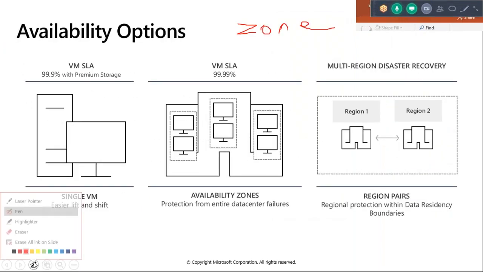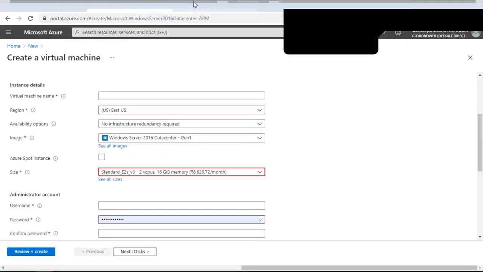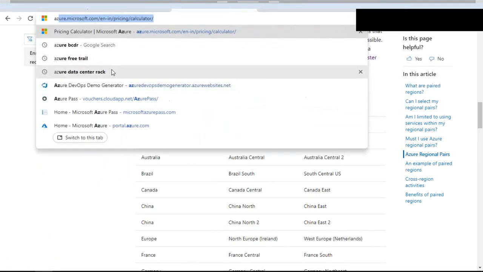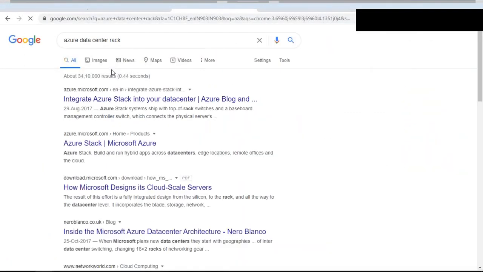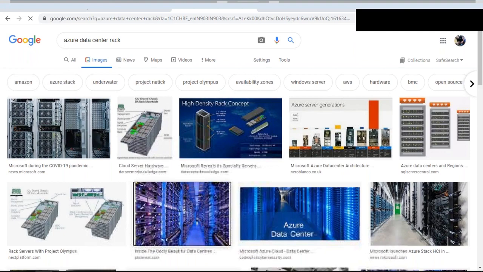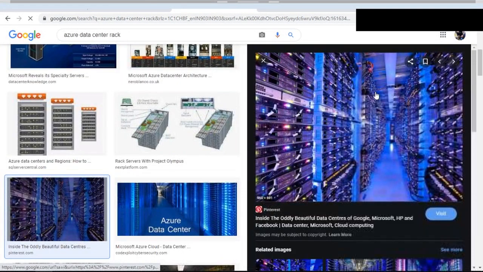Now regarding availability options, what do you mean by that? When you said that your VMs will be created in a physical rack like the picture I showed earlier, an image of a vertical rack with CPU cores, RAM, etc., a very simple question anybody could have is: what is the guarantee that you can give me?